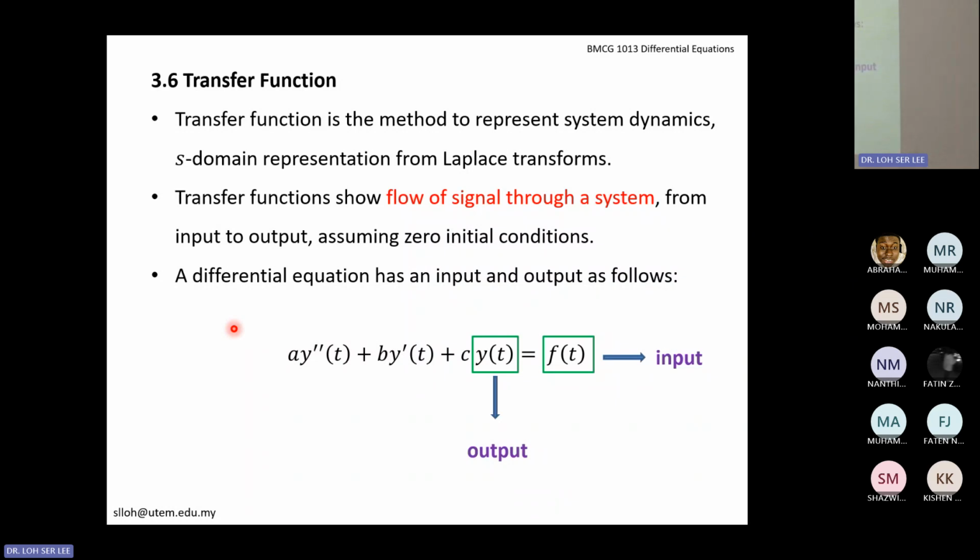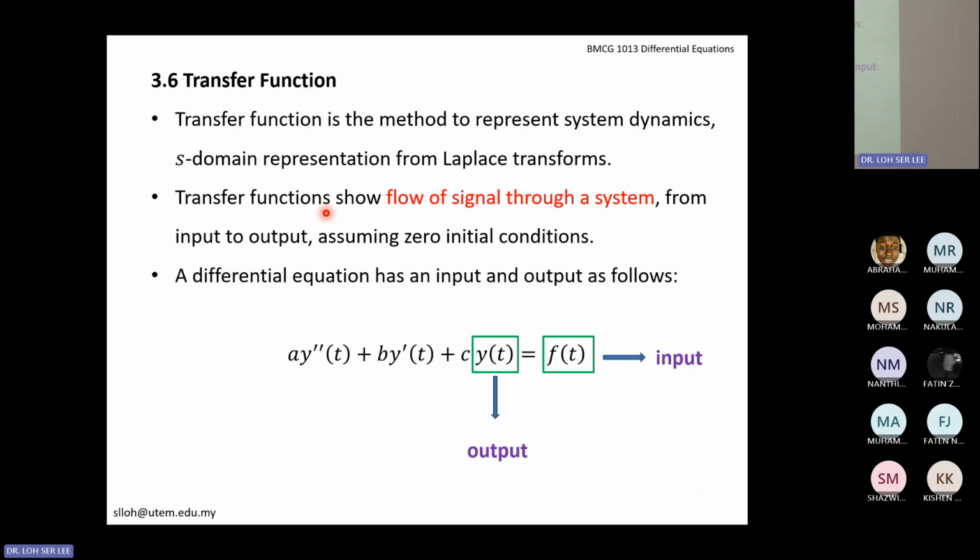Okay, good morning, class. Okay, today we look at this transfer function. This one's supposed to be done last week. This is just a small subtopic. Okay, transfer function. This one.